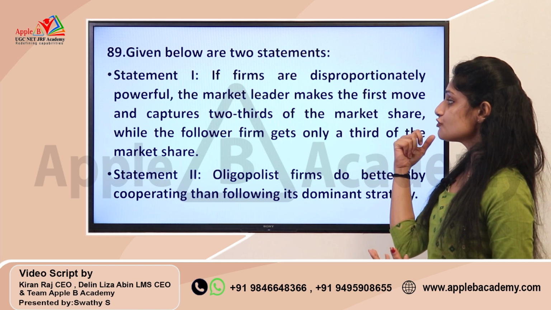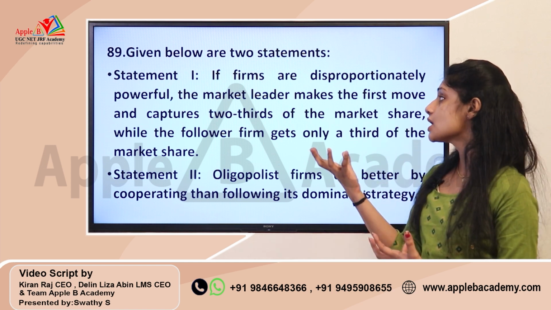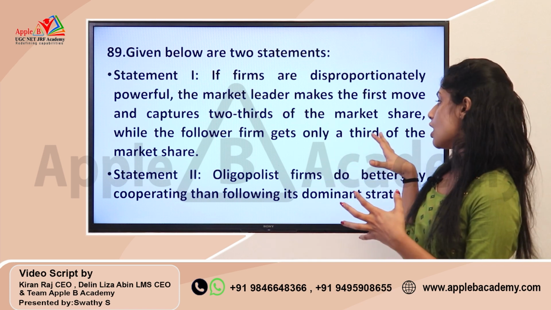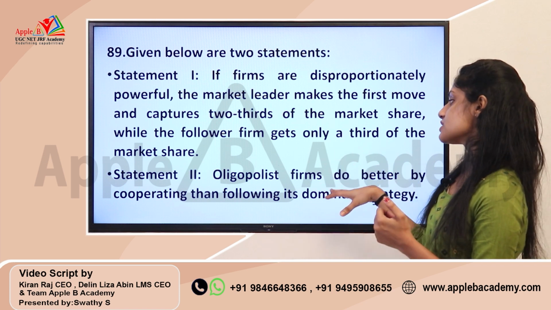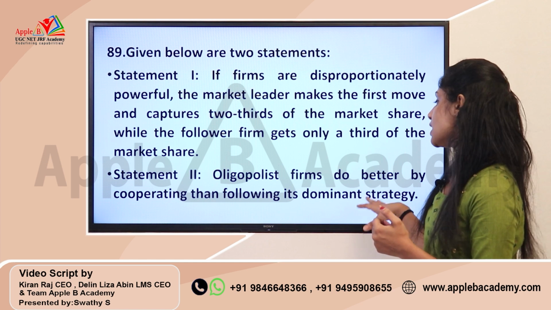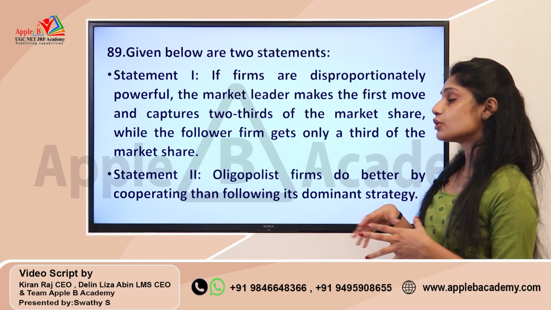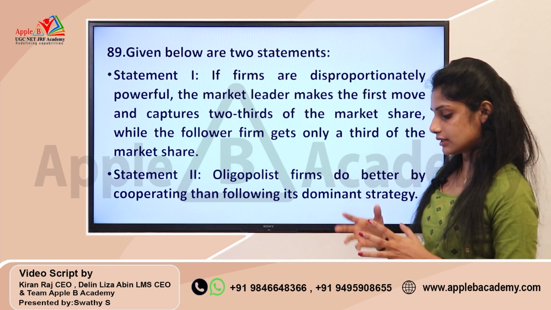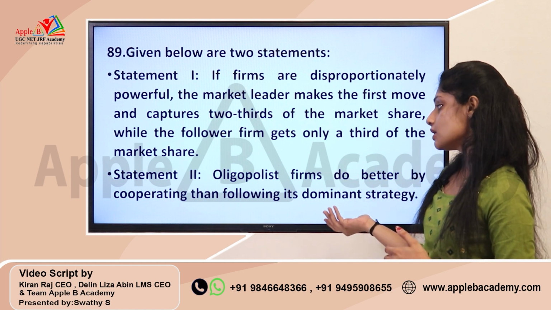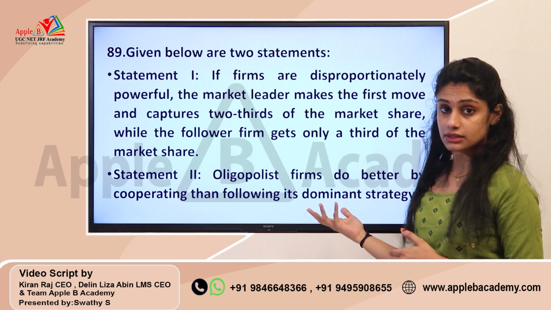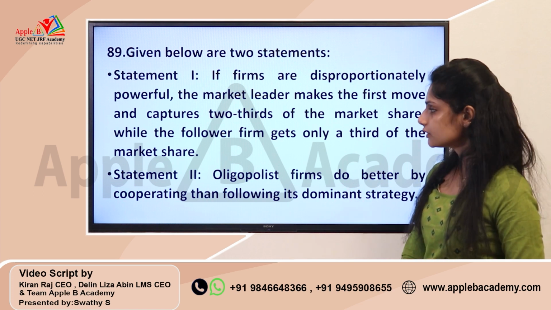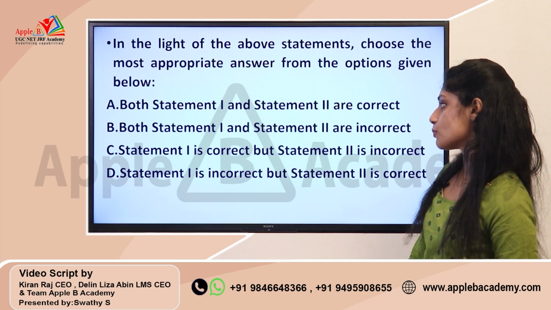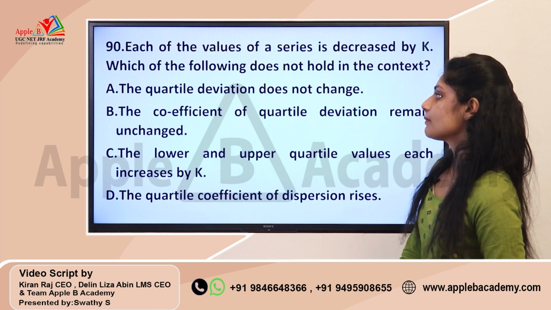Okay. So first statement is saying that if the market leader takes 2/3, then the remaining, the follower is getting only 1/3. And in statement 2, it is specifying about oligopolistic firm. That means they are doing better by making a cooperation. They are working in a cooperative manner rather than making some dominancy with other competitors. Okay. So you can say that both these statements are correct. That is option A.